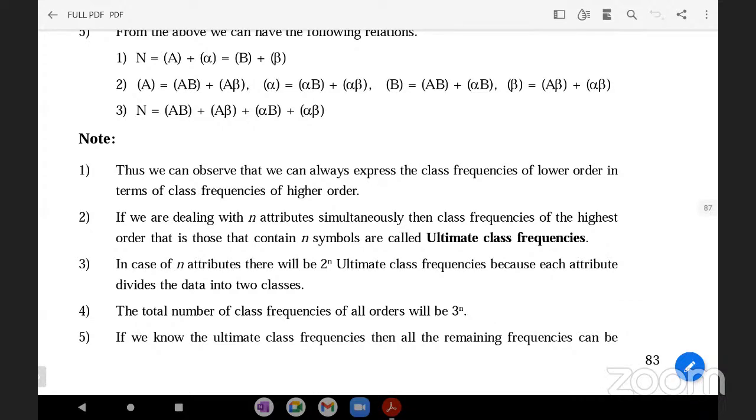If we have N attributes, it means we get 2 power N frequencies here, because with all attributes, the data will be divided into two classifications.